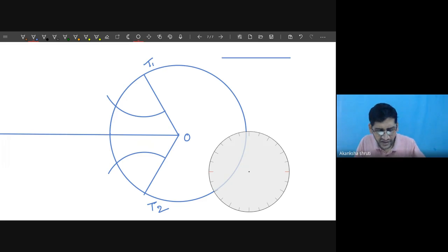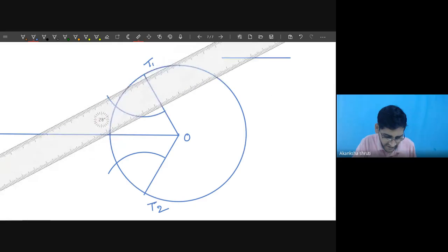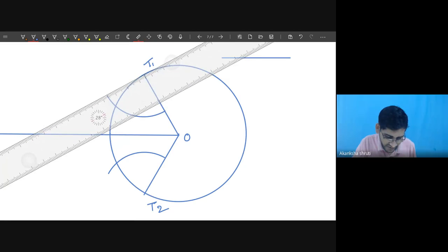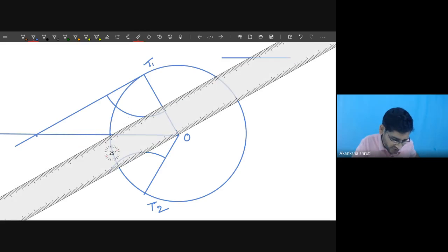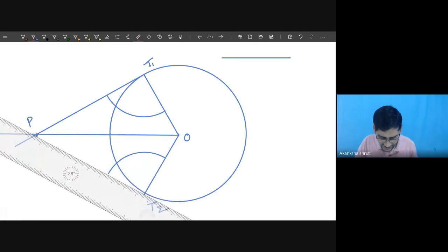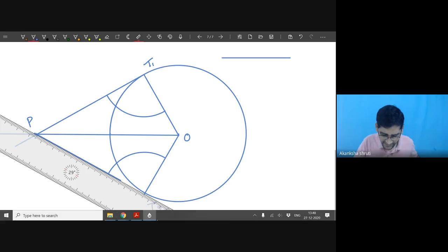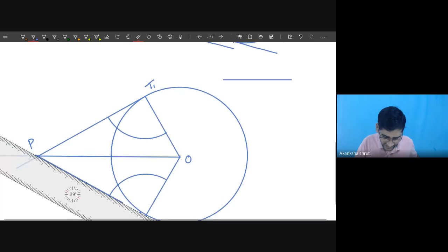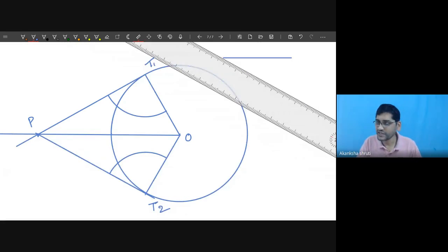Okay. Now what to do? Now take the ruler. This is our 90 degree end. From here to here we have to join this, so that it will just touch at one point. Are you getting? So this way you have to point this. So this point that you will obtain, this will be the point P, and this will also be coinciding from this end. You see, exactly coinciding. Yeah. So this way the tangent PT1 and PT2 is drawn.